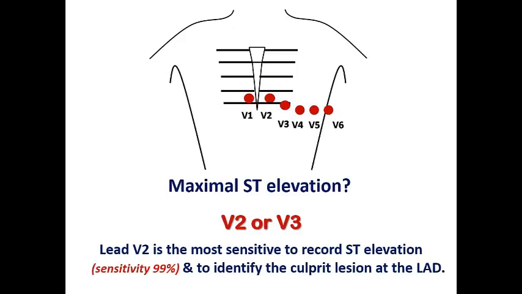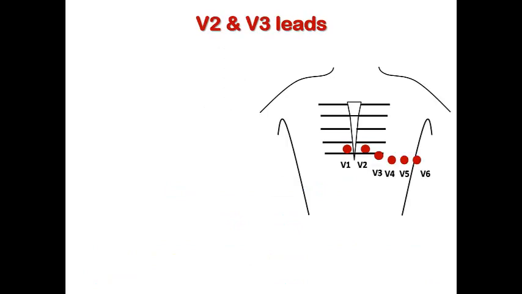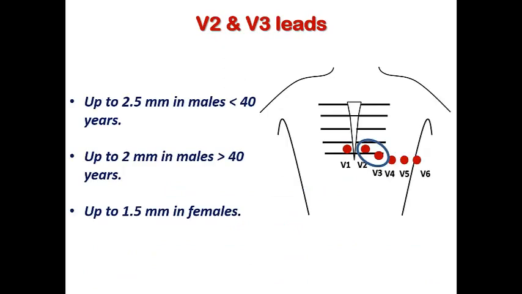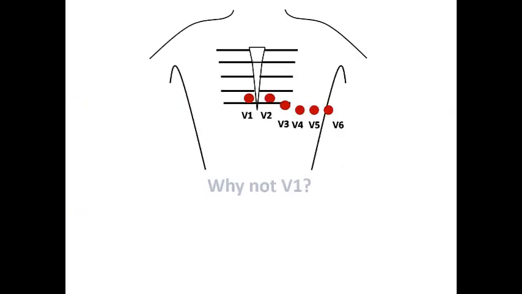Of course, V2 and V3 are the precordial leads that show maximal ST elevation, as lead V2 also is the most sensitive to record ST elevation and identifies a culprit lesion at the LAD. And of course, we need to remind ourselves that the cutoff point for ST elevation in V2 and V3 is different from the other ECG leads: up to 2.5 millimeters in males less than 40, up to 2 millimeters in males more than 40, and up to 1.5 millimeters in females regardless of age.